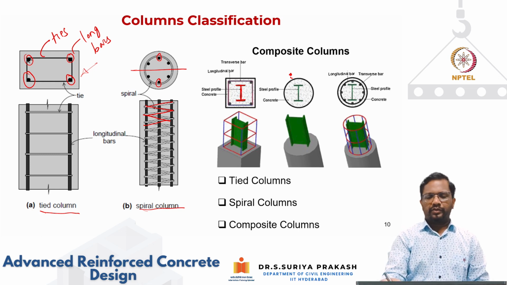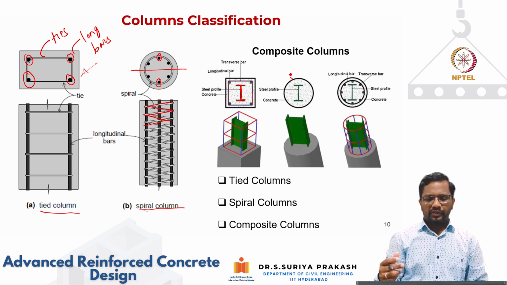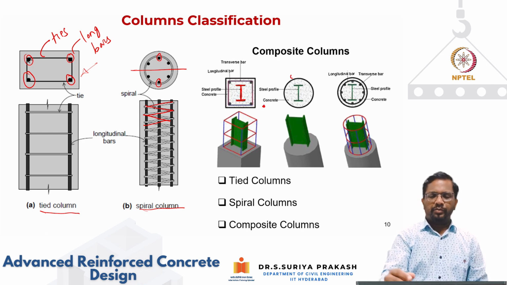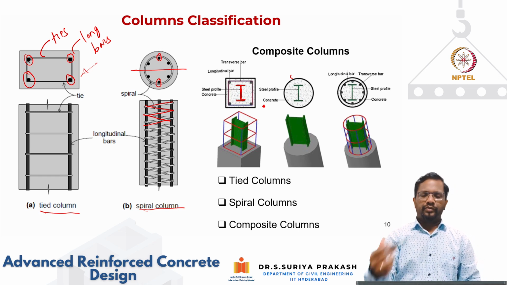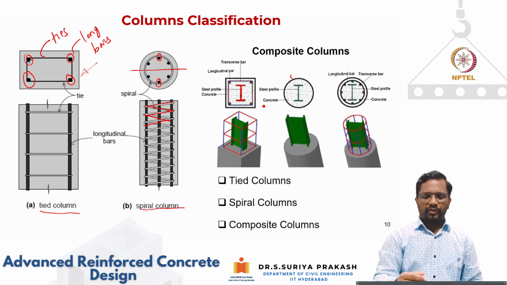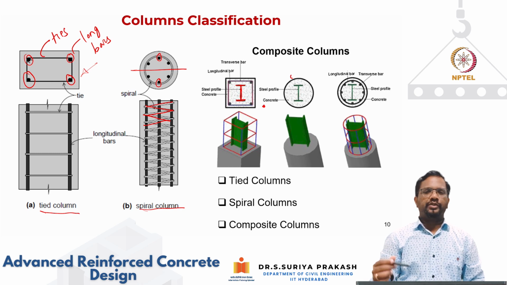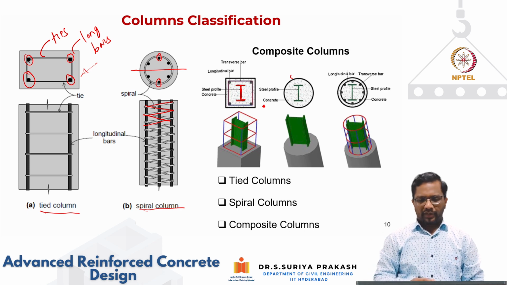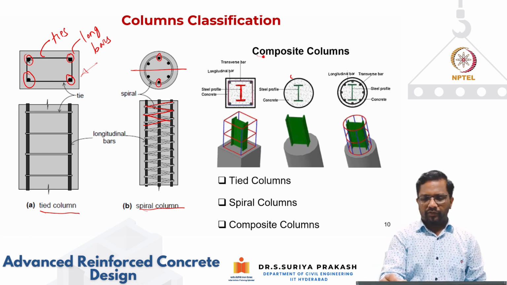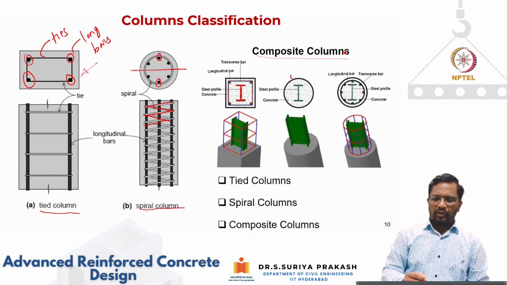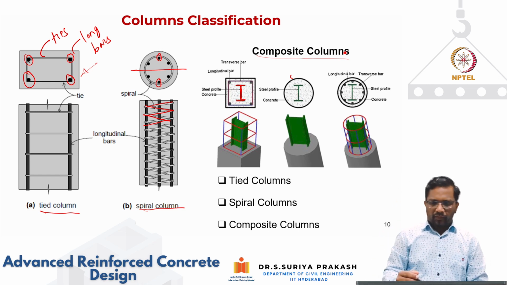With this, what we end up with is very high load resistance, and it is much more efficient in terms of load resistance compared to the other columns. So you can economize the design. That is the basic advantage of going for composite columns.